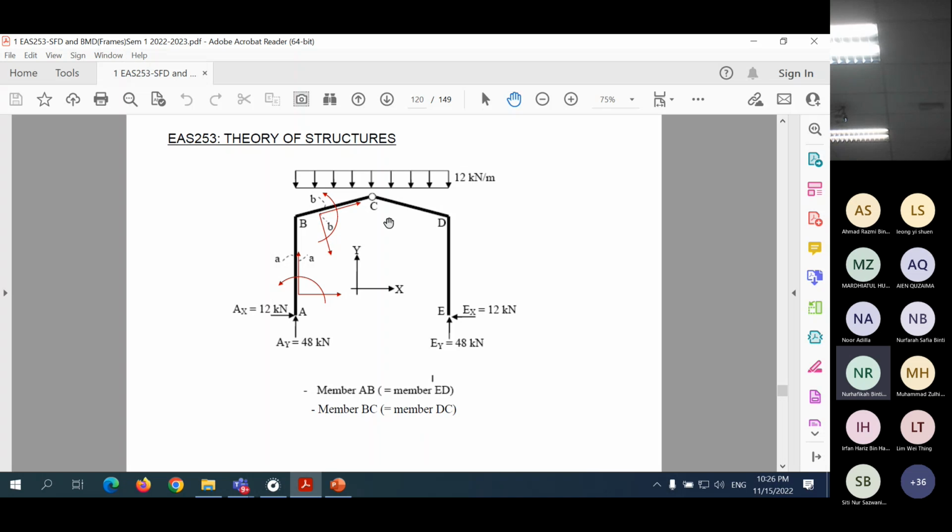Here, the main thing to show is that once you know the bending moment here, you know the shape of the bending moment here. Once you know the shape of bending moment here, you know the shape of bending moment here. So only need to get this and this. So this is the meaning of the statement there.